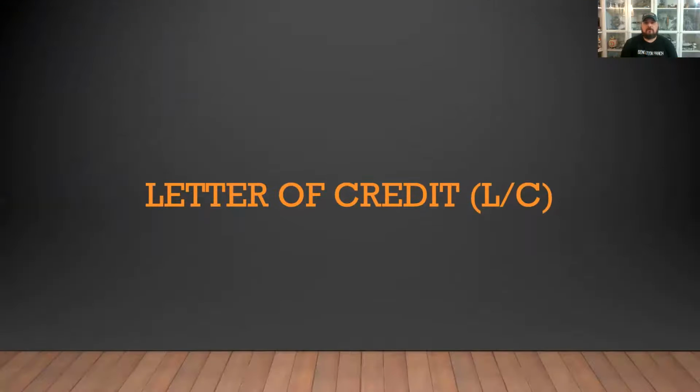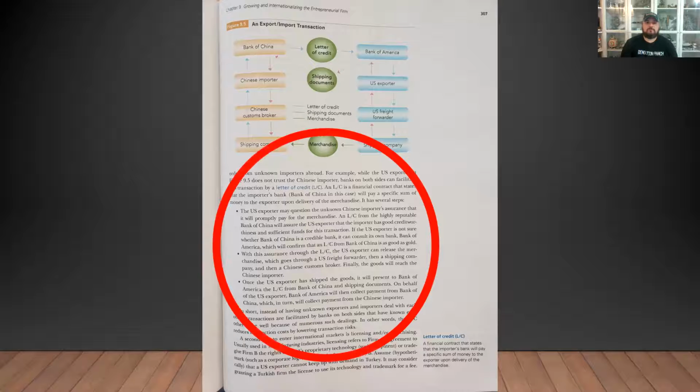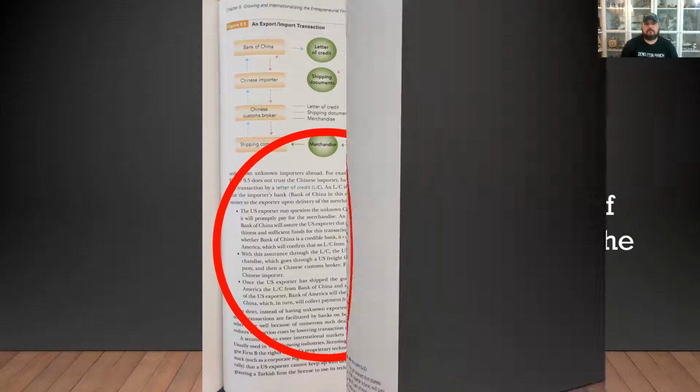Chapter 9, we're going to talk about letter of credit. Letter of credit can be found here on page 307. It takes up most of the page, to include figure 9.5. This chart at the top here really shows how a letter of credit works and gives a good graphical representation of how that works. So we'll talk about that in a second.